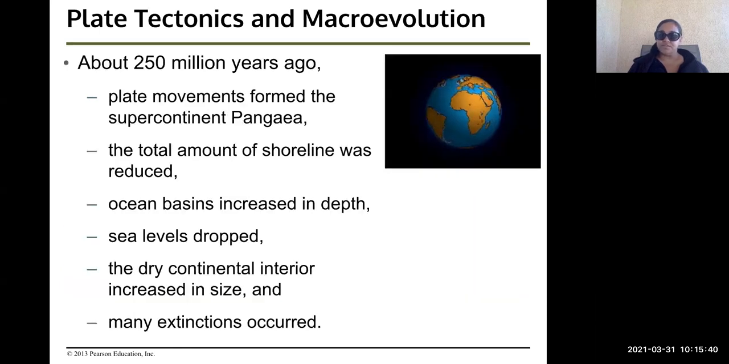About 250 million years ago, the plate movements formed the supercontinent Pangaea. The total amount of shoreline was reduced. The ocean basins increased in depth. Sea levels dropped, and the dry continental interior increased in size. And because there were a lot of species that no longer had access to water, many extinctions occurred.